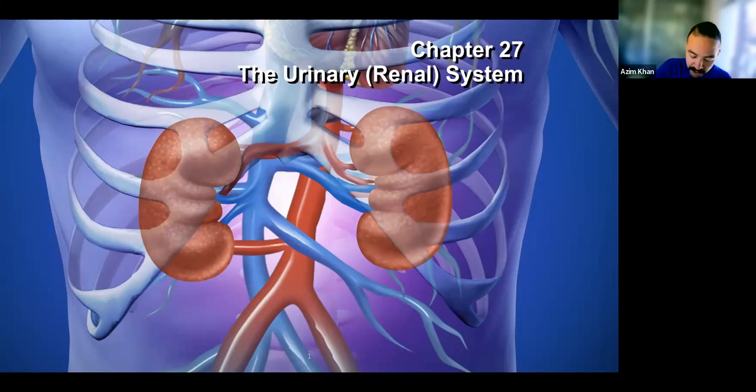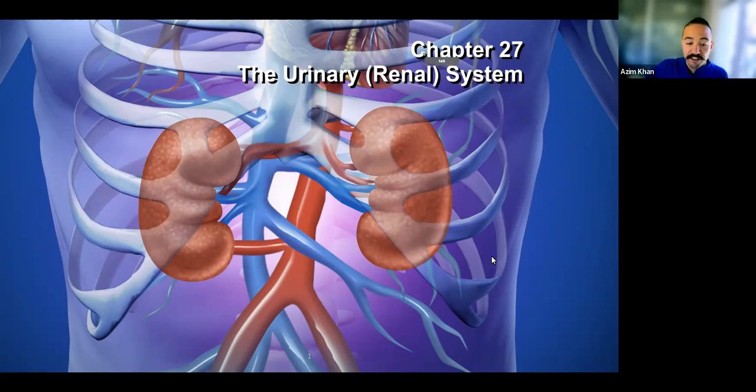We are starting chapter 27, the urinary system, also called the renal system. If you see the word urinary or renal, or anything that starts with NEPHR, like nephros, that's referring to something about the urinary system or the kidneys. So I'll probably just call it the urinary system.